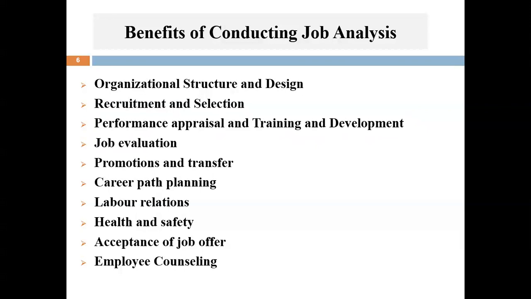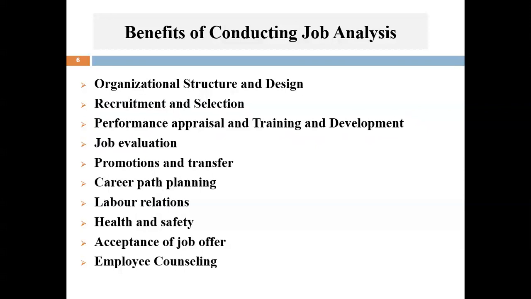The second one is recruitment and selection. As I mentioned in the chart, job analysis provides information about the job and what kind of human characteristics are required to perform the job activities. This information takes the form of job descriptions and specifications. It helps the management decide what sort of people to recruit and hire. That is in brief about recruitment and selection.